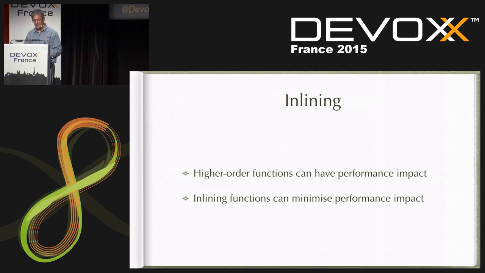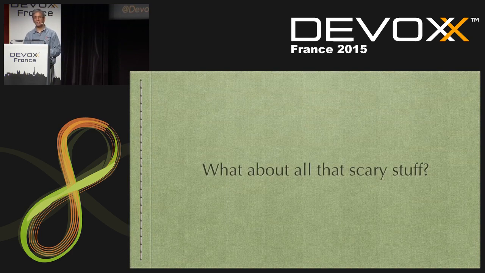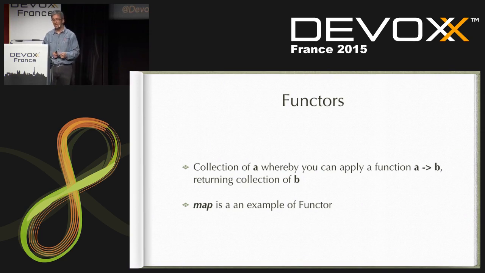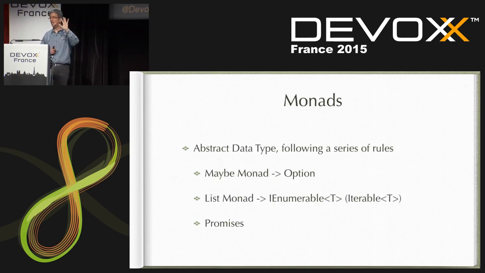Now, if you've noticed, I've not mentioned a lot of the things that you sometimes encounter when you're talking about functional programming. I only just skipped over monad. I haven't mentioned anything about functors, but we've already seen functors: a collection of A, whereby you can apply a function from A to B, returning a collection of B. Map is an example of a functor on a collection. Monads, I've not made that terrible word. Monads, right? But we've actually used monads in different ways.